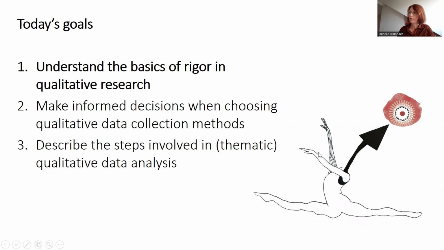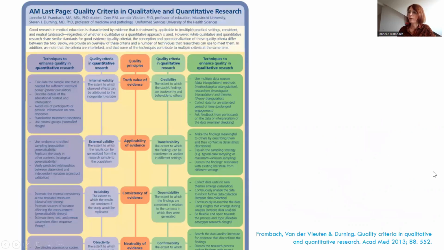So let's start with rigor. And I'm sharing here a last page that was published already a decade ago in Academic Medicine. And I think in session 1, you also talked about the differences between quantitative and qualitative research. And this last page actually introduces quality criteria, so thinking about quality and rigor in qualitative research as compared with quantitative research. And you'll see then that there is a different language involved.